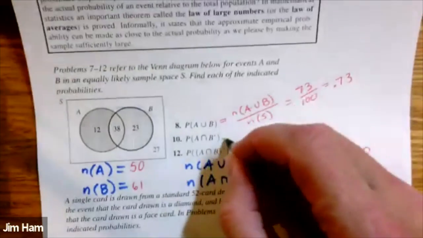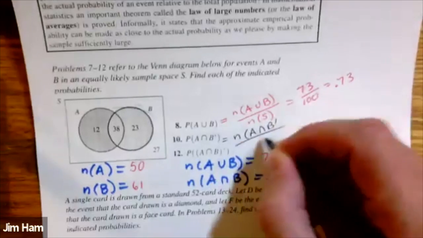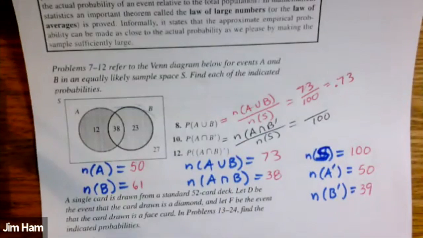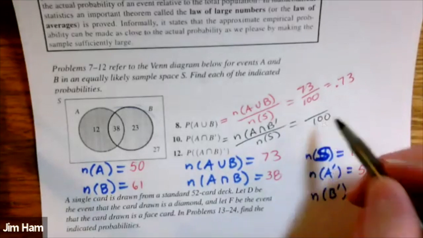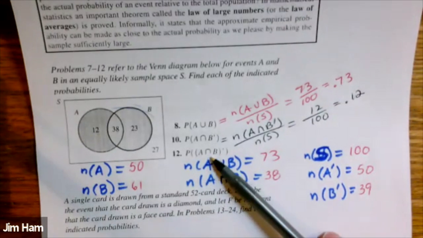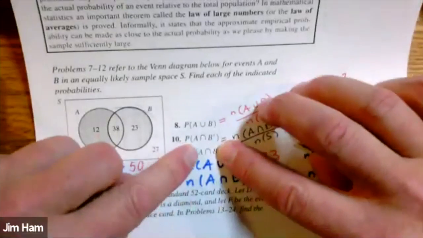So we have the number in A intersect B complement divided by the number in the sample space. So that bottom number throughout, any probability that you construct in this context here, the denominator is going to be 100. All right, so just those 12. You're correct, Joe.